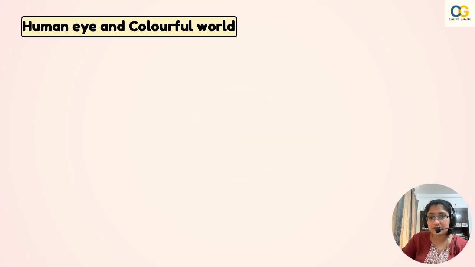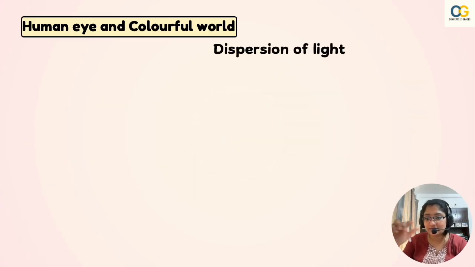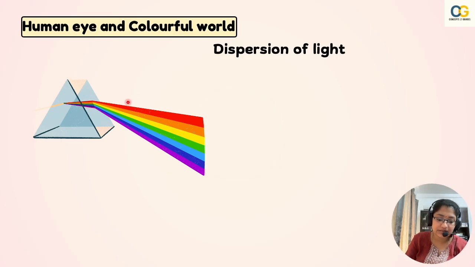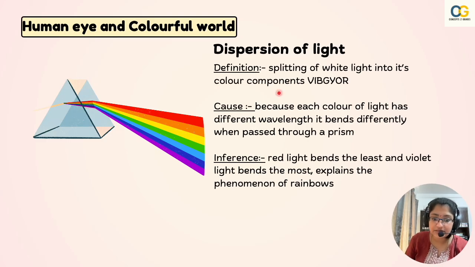Because of this, the light is bending, but it's bending differently. It's bending twice. There is a phenomenon called dispersion of light. When light passes through a prism, it disperses or shows its spectrum. White light has components of all the colors of the rainbow, which is VIBGYOR: violet, indigo, blue, green, yellow, orange and red. And this comes out through the prism. So it is the splitting of white light into its color components which is called the dispersion of light.